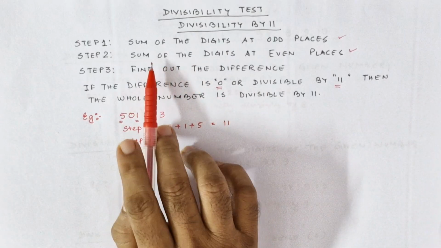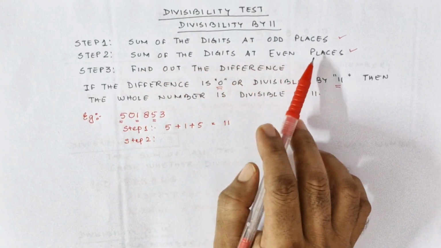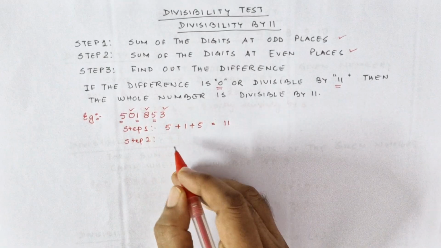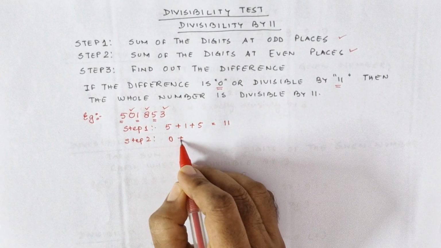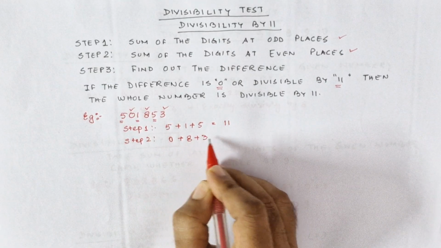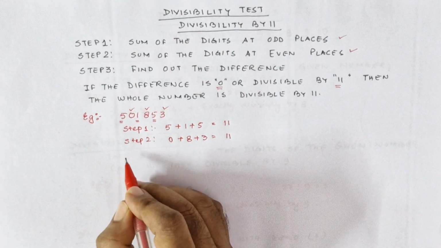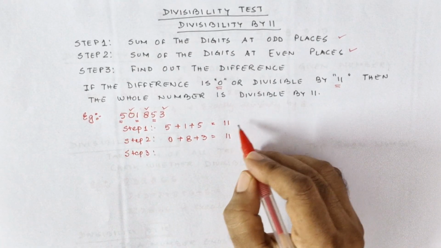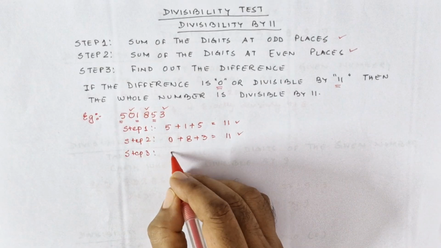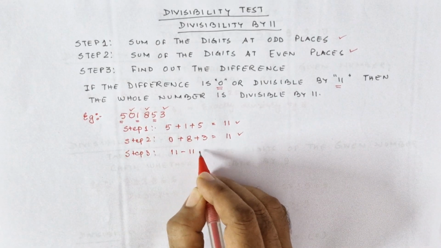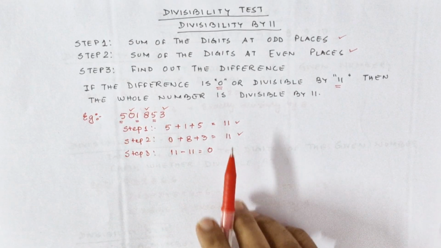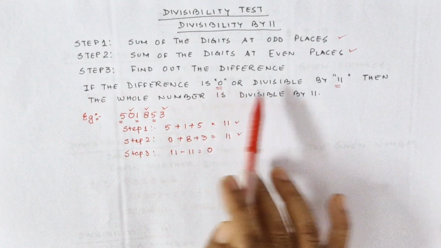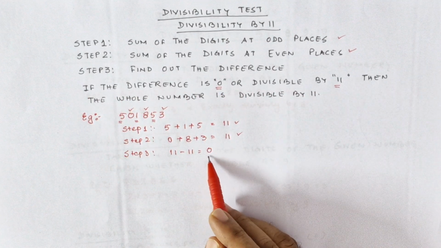Next step, step 2. What are you going to do? We are going to sum all the digits at even places. So these are the even places. So add them up: 0 plus 8 plus 3, 11. Step 3, we need to find out the difference of these two. So the difference is 0. So got it? What we said is that if the difference is 0 or divisible by 11, so the difference is 0, we got it.